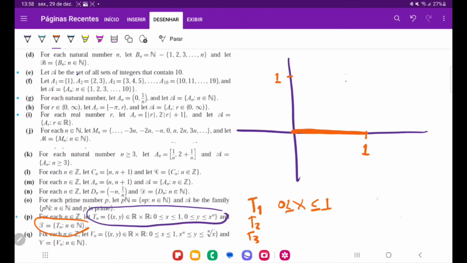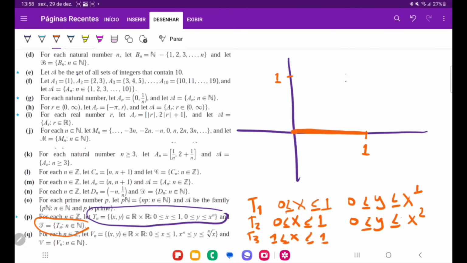But then y is going to be less than or equal to x to the power of 1, and 0. And then for t2, x is going to be between 1 and 0, and then y is going to be less than or equal to x squared, and 0. And then for t3, x is going to be the same, and then y is going to be less than or equal to x cubed, and 0, and so on and so forth.